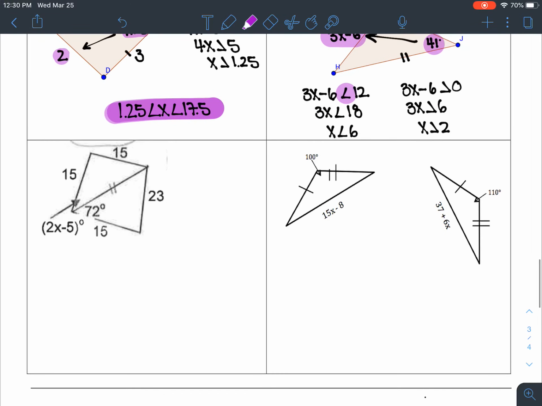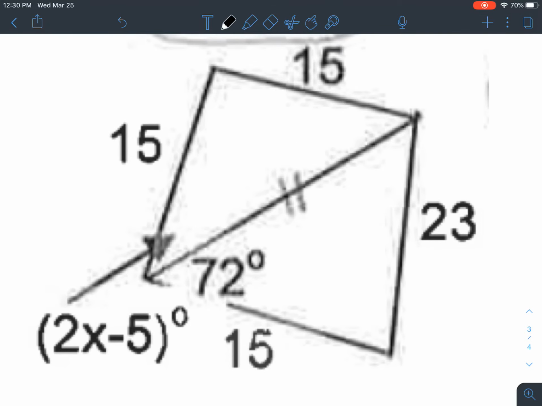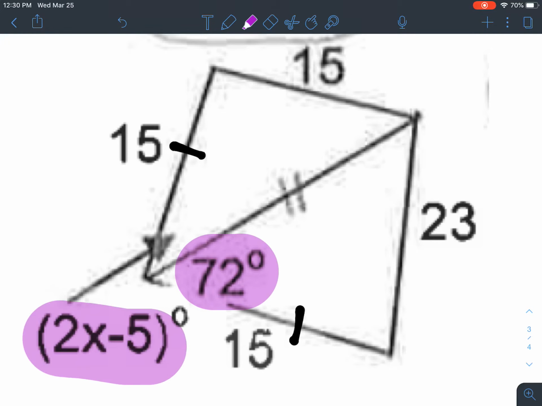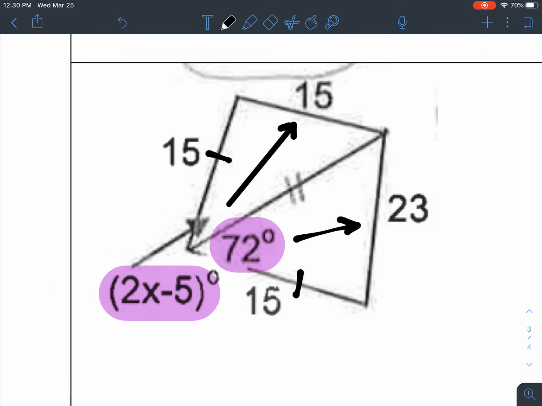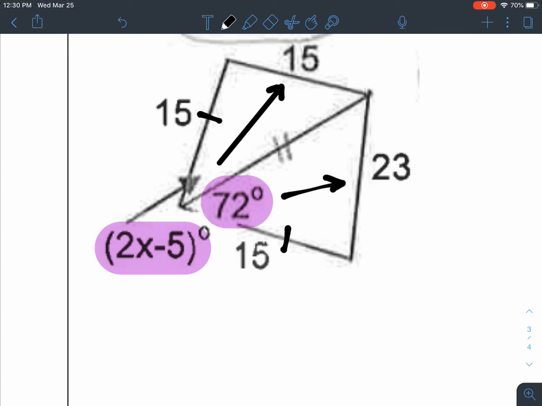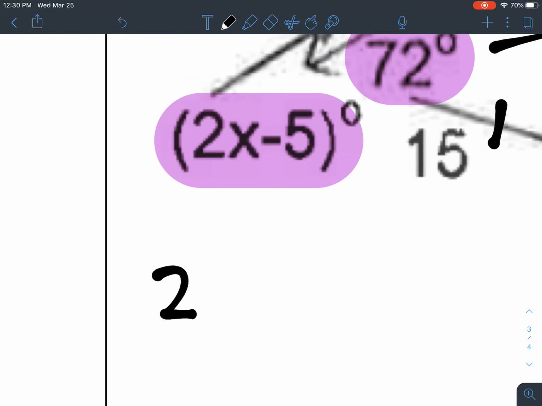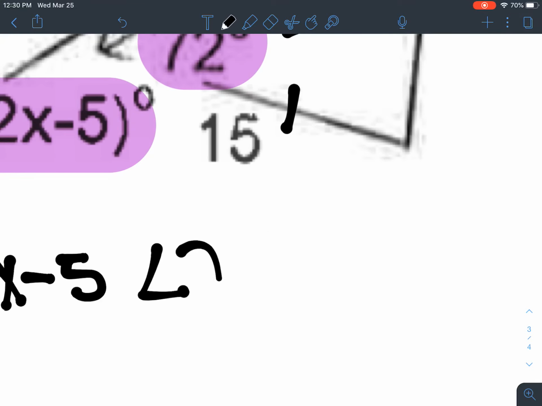Let's try another one. So let's look at this picture. We have 15 and 15, significant. We are now looking at this 72, and we're comparing that with the 2x minus 5. So let's look opposite of that 72. Let's look opposite of that 2x minus 5. Because the 2x minus 5 is opposite of the 15, and the 72 is opposite of the 23, I know that 2x minus 5 has to be less than 72.